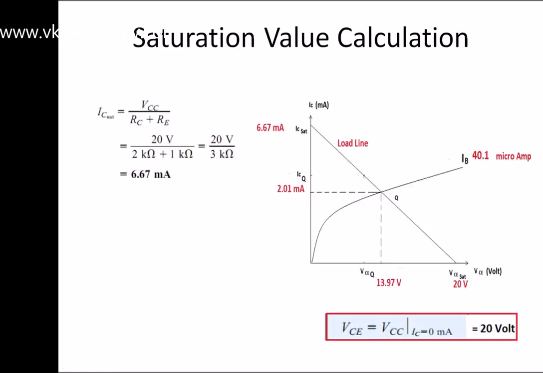So in this way we can solve any kind of numericals for emitter bias configuration. The numerical solving approach is not that difficult. If we know the formula, it is not very difficult compared to other numericals. It is very similar to the fixed bias configuration. The only thing is that we need to keep in mind where RE will be present, either in the denominator or by adding with the RC resistance.